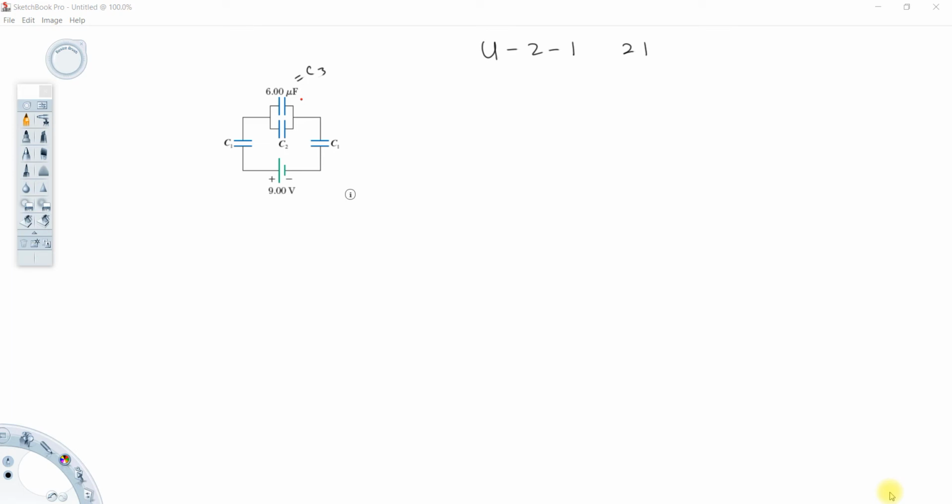All right, so we've got this 9-volt battery right here hooked to these capacitors, and this is hopefully obviously an equivalent capacitor system. One thing I'd like to point out, these values are all given here, here, here. These are all numbers known in the problem. I'm not sure why they typed this one here and not the rest of them, but they're all there.